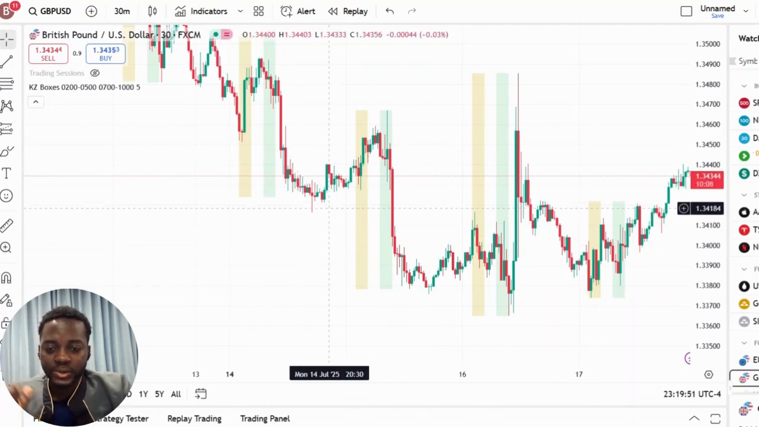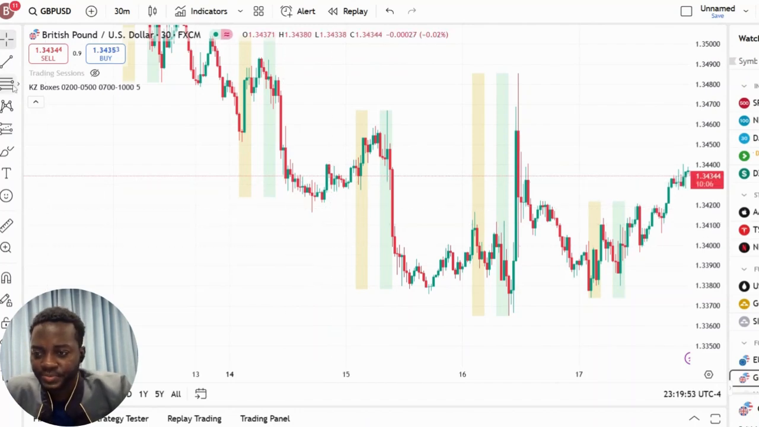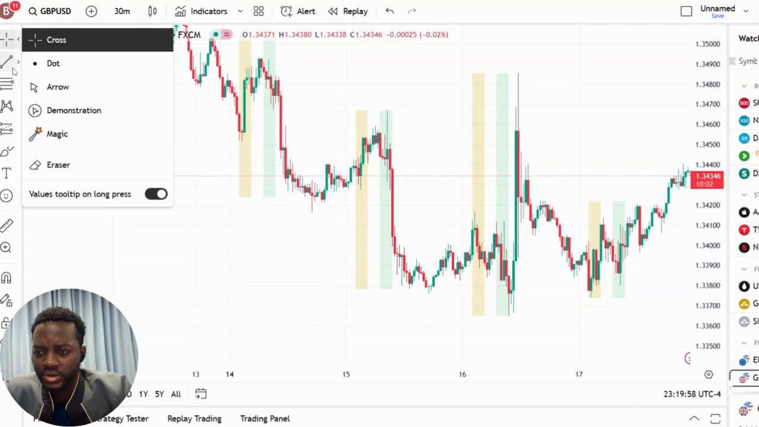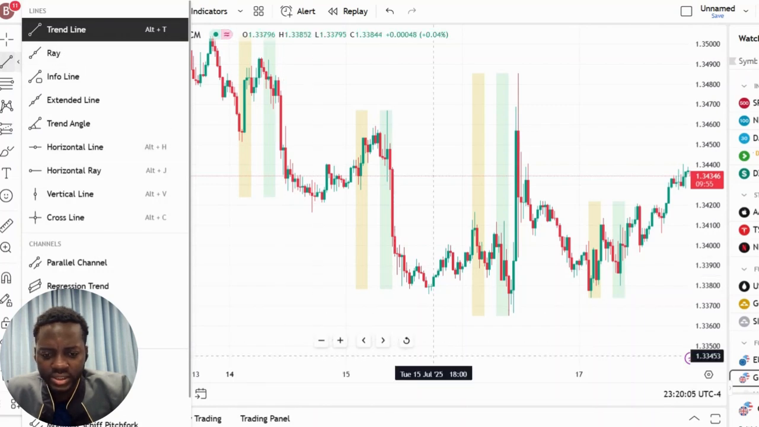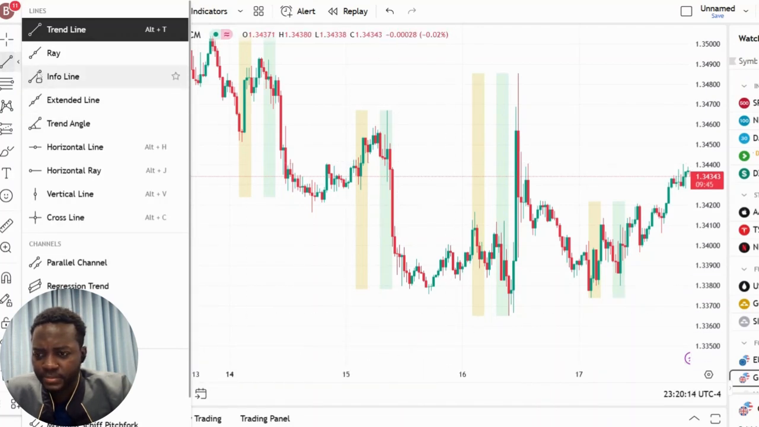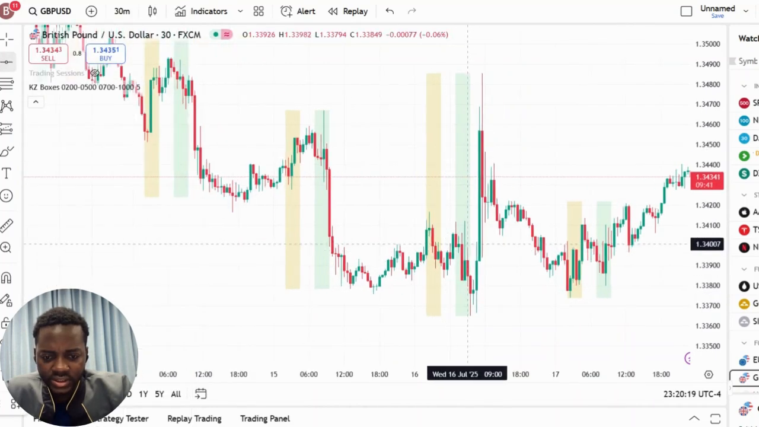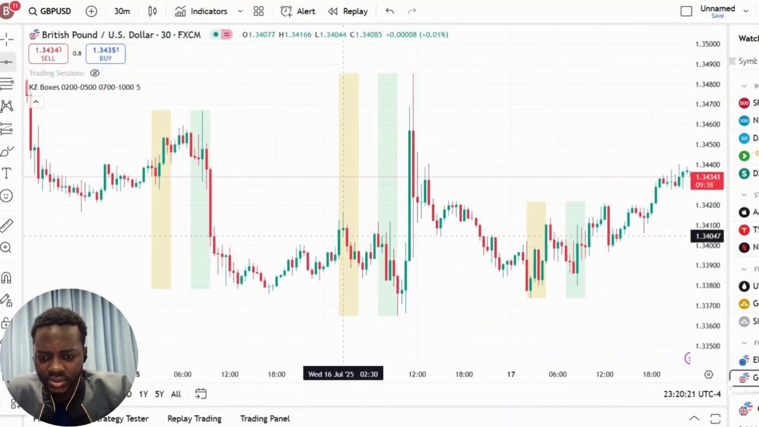So let's see, this is an example. You come here. This is the low and high of the day. Let's say we take 16. This is day 16, right? Let me zoom in for you to understand. So this is the high during the London session.